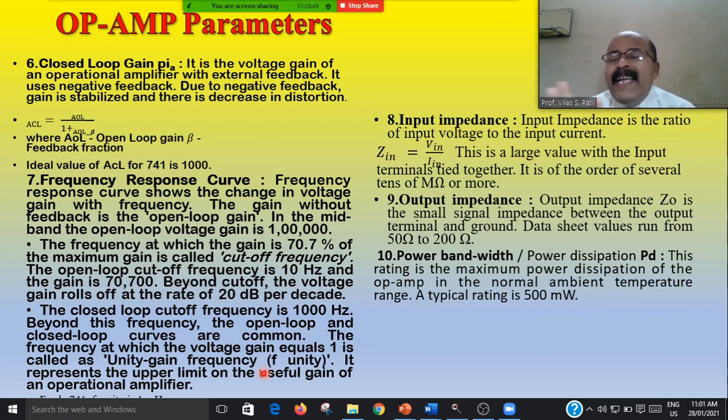इनपुट इम्पेडन्स कसा पाहिजे? The input impedance is the ratio of the input voltage to the input current. आपल्याला माहित आहे V is equal to IR, impedance is the resistance and R is equal to V divided by I. Golden rule vapra, Ohm's rule, V is equal to IR. Impedance is one type of resistance and one type of resistance means R.